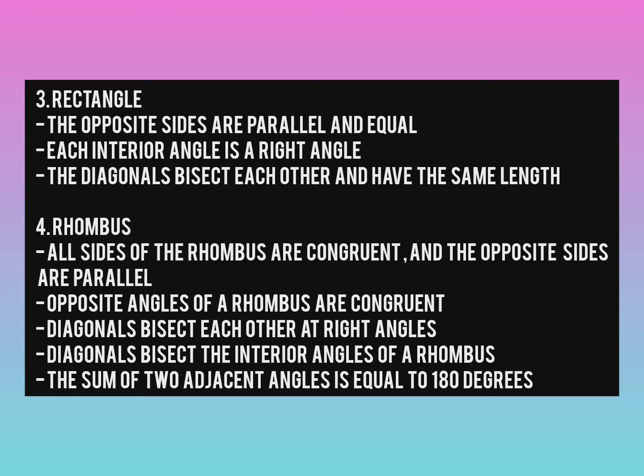Number 4, rhombus. All sides of the rhombus are congruent and the opposite sides are parallel. Next, opposite angles of a rhombus are congruent. Diagonals bisect each other at right angles. Next, diagonals bisect the interior angles of a rhombus. Last, the sum of two adjacent angles is equal to 180 degrees.